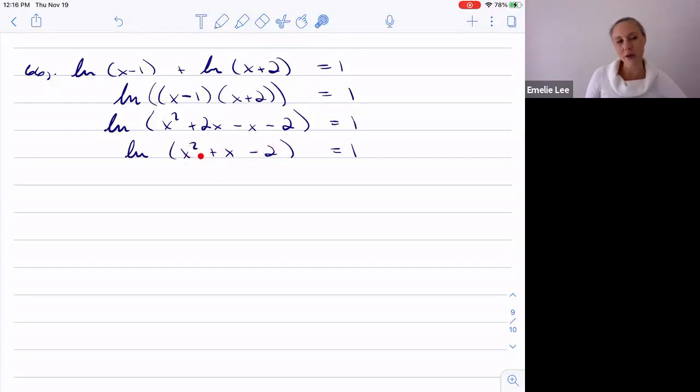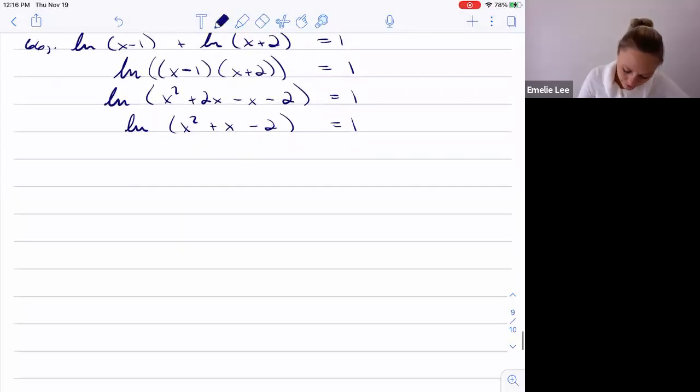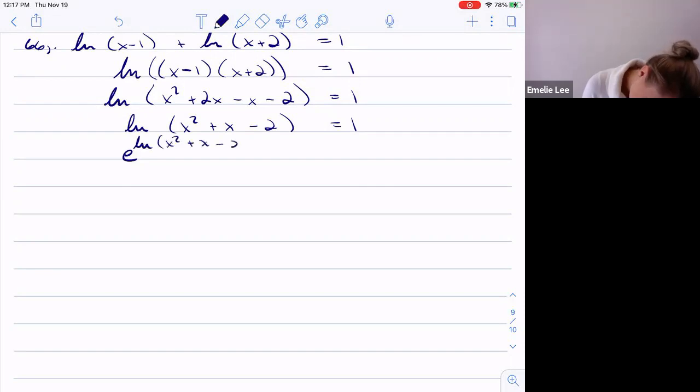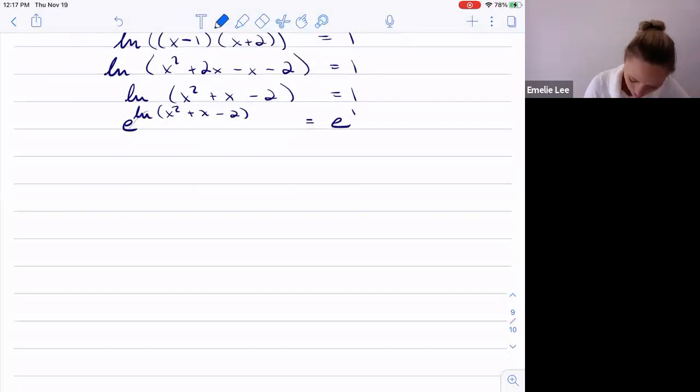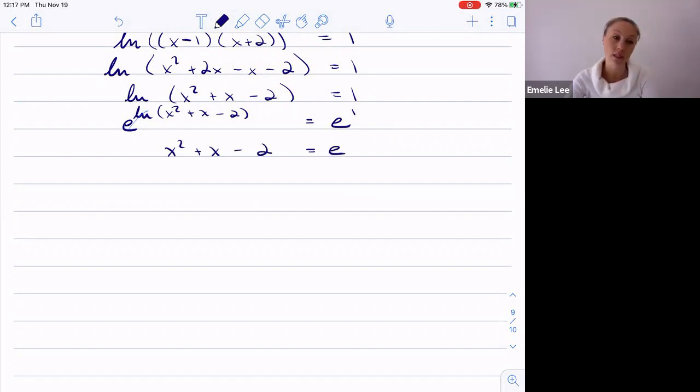To shake the x's out of the log, I take whatever the base is here. For exponents, I can take any log. For here, if I need to cancel it, I have to raise it to the base. So I get e to the ln of x squared plus x minus 2 is e to the power of 1, right? What I do to one side, I have to do to the other side. This cancels, and that was the whole point. So now that x squared plus x minus 2 drops down. So I have x squared plus x minus 2 is equal to e to the 1, or e.